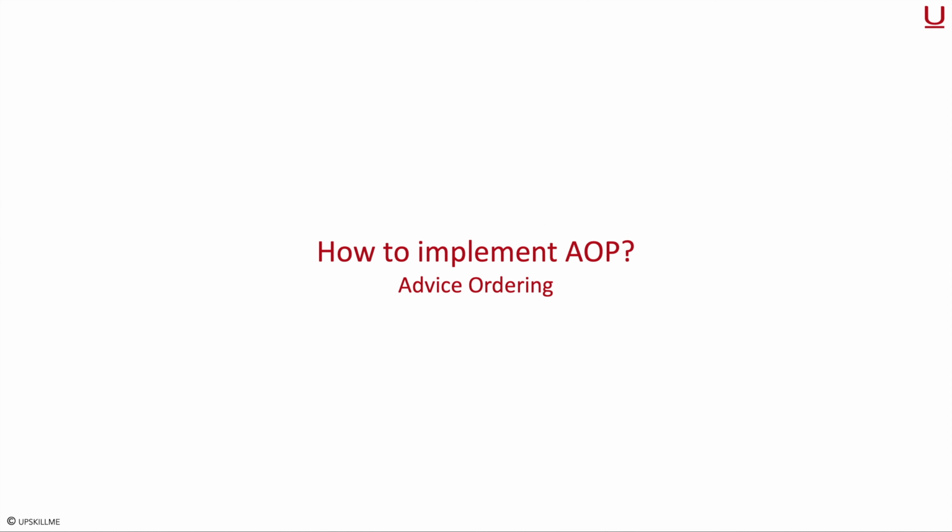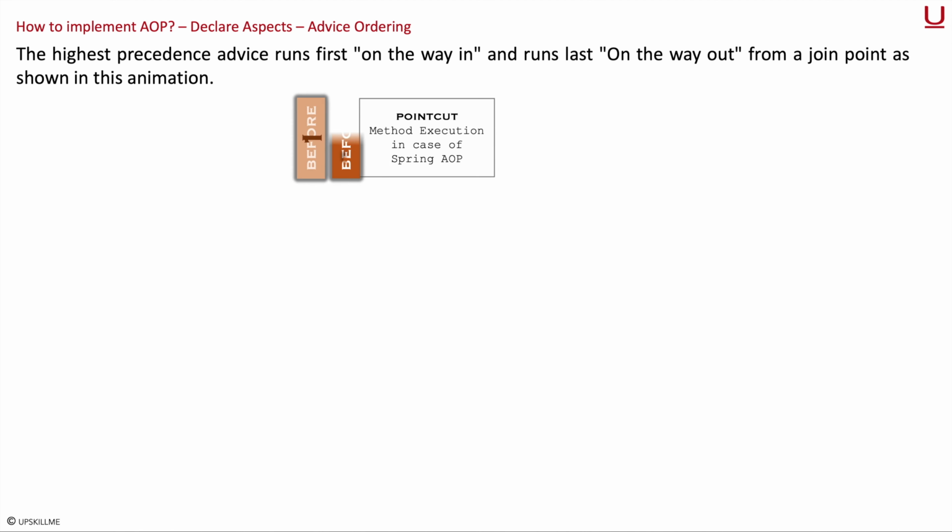Advice ordering. What happens when multiple pieces of advice all want to run at the same join point? The highest precedence advice runs first on the way in and runs last on the way out from a join point as shown in this animation.